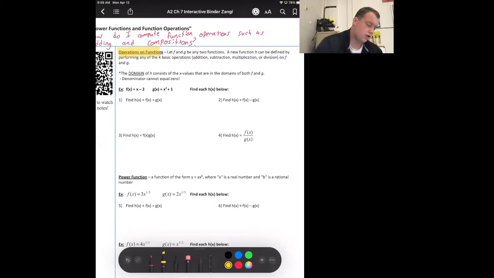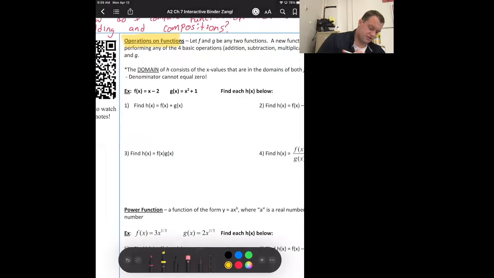So first of all, it gives us this example. It says f of x equals x minus 2. So I know that f of x is equal to x minus 2, and g of x is equal to x squared plus 1. Right now what it wants us to do to find h of x is take f of x and add it to g of x.